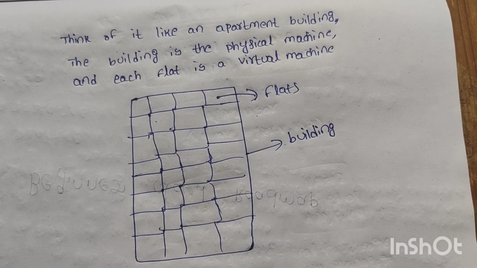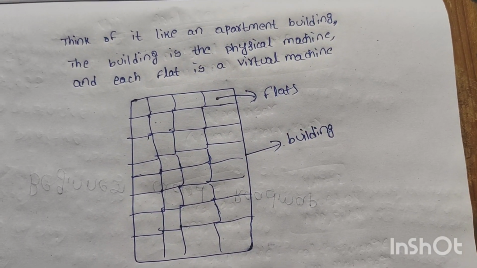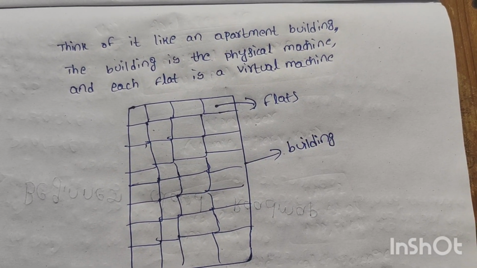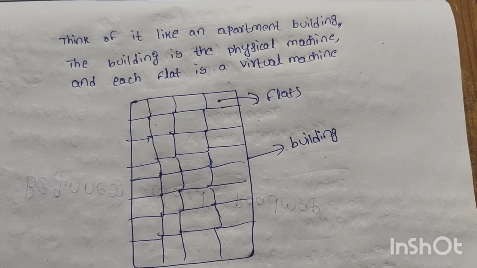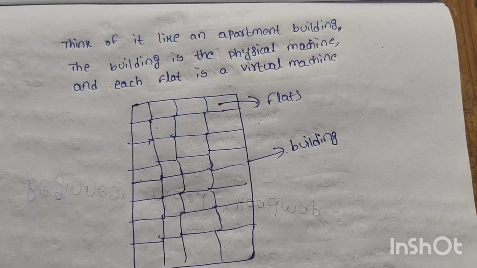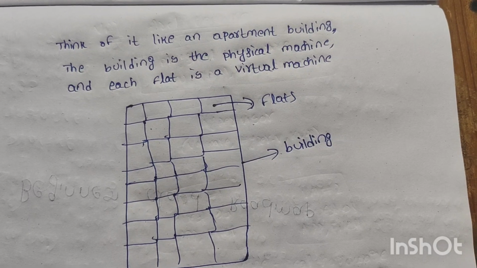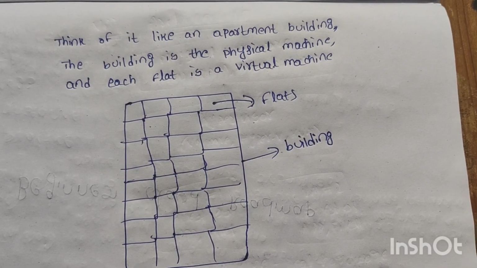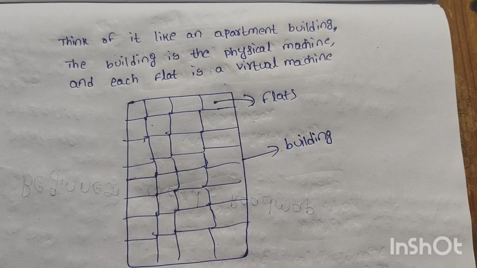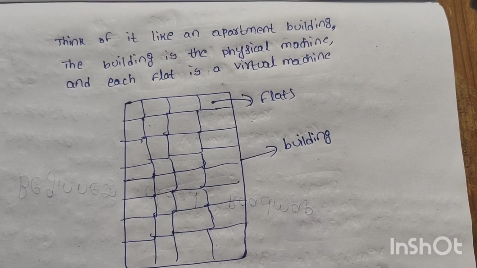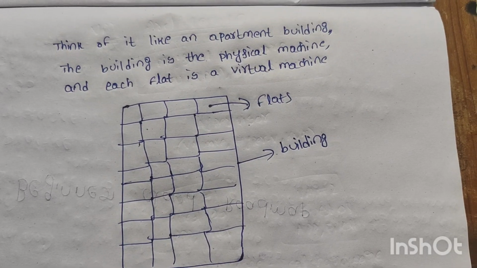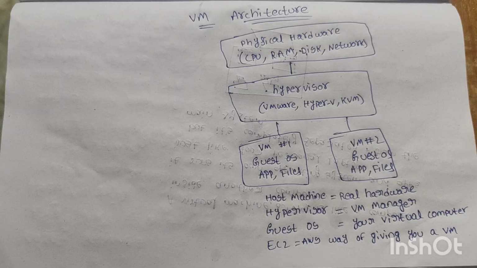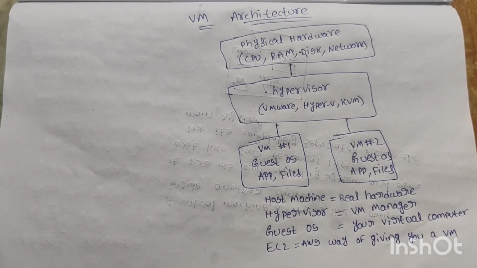Let me make it simple by connecting it to a real life analogy. Think of a physical machine as a building and virtual machines as flats in the building. Like that, each flat has furniture, people, and keys, and it is only sharing the common building structure. Like that, our virtual machine also has its own set of rules and regulations. It is not dependent on our physical machine. It has its own set of keys and its own set of access, which will allow and not allow, and it has its own set of security.